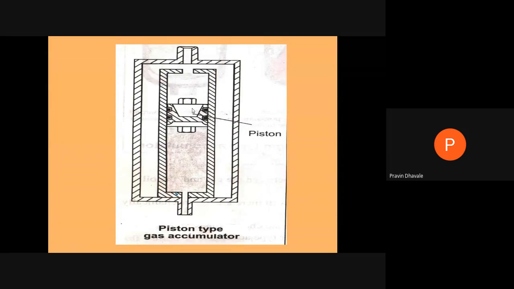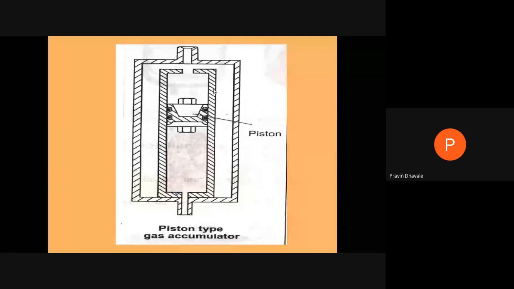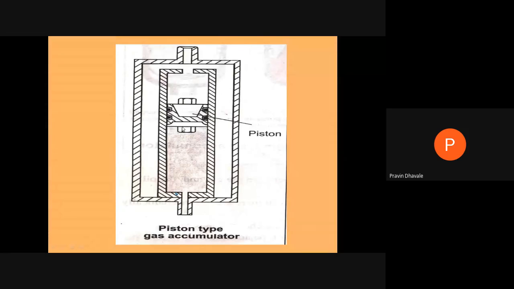Such type of accumulator is expensive to manufacture, because all the parts are metal parts, which require high precision. The pressure is a function of compression of the gas, and it will vary with the volume of oil in the chamber. This is one of the limitations of this piston type gas charge accumulator.